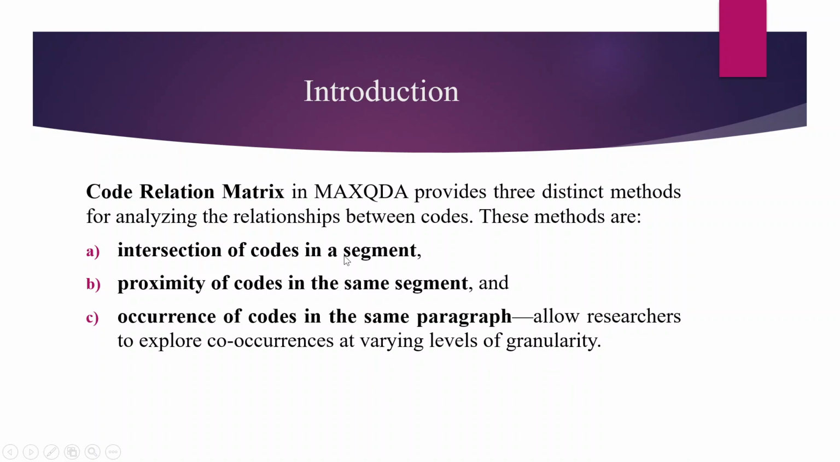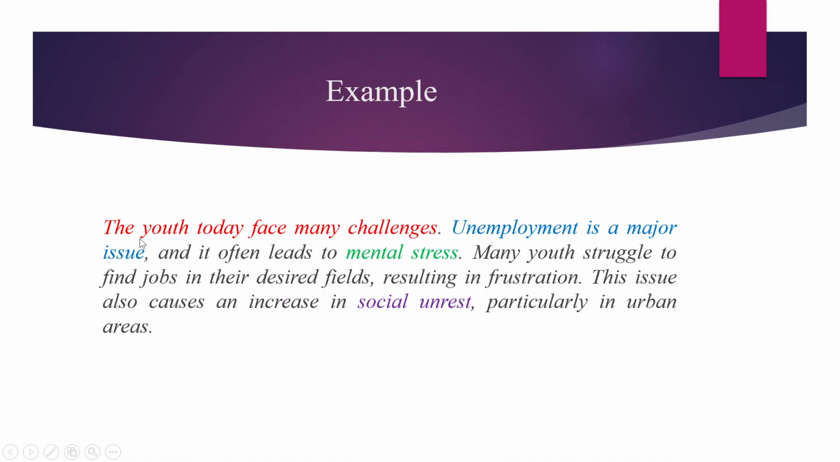Let's try to understand all these three methods with one example. The youth today face many challenges. Unemployment is a major issue and it often leads to mental stress. Many youth struggle to find jobs in their desired fields, resulting in frustration. This issue also causes an increase in social unrest, particularly in urban areas.